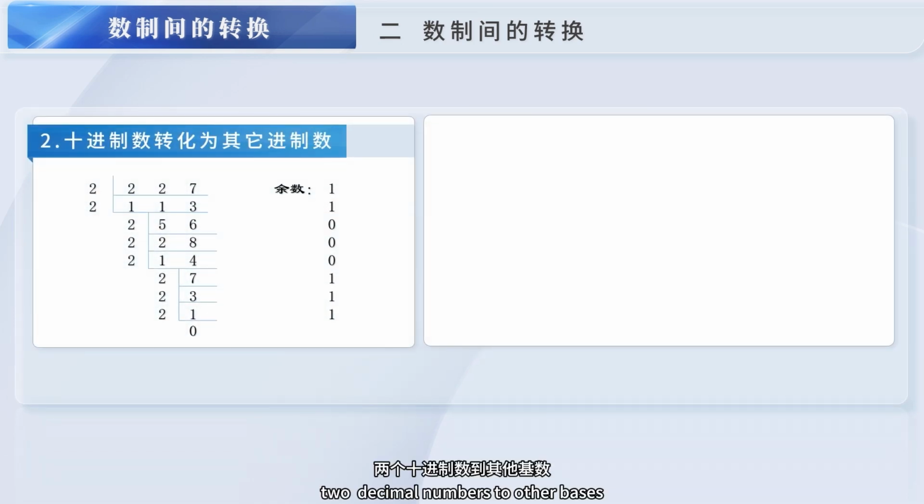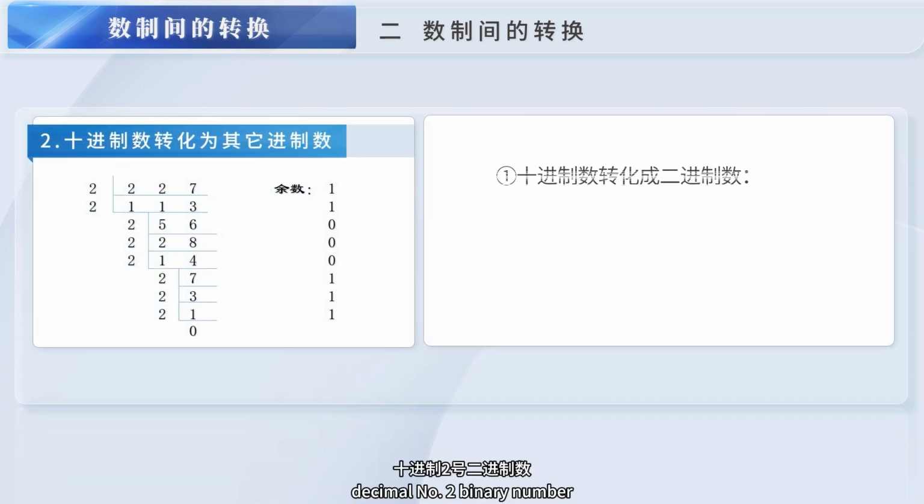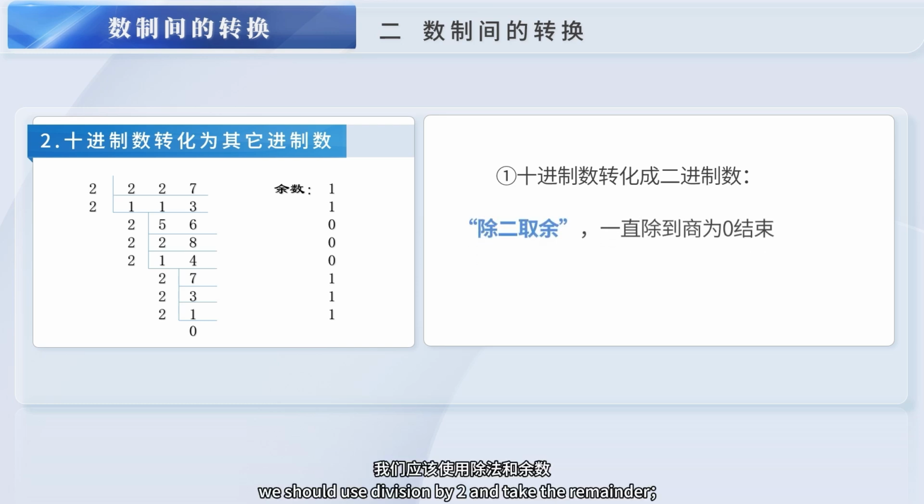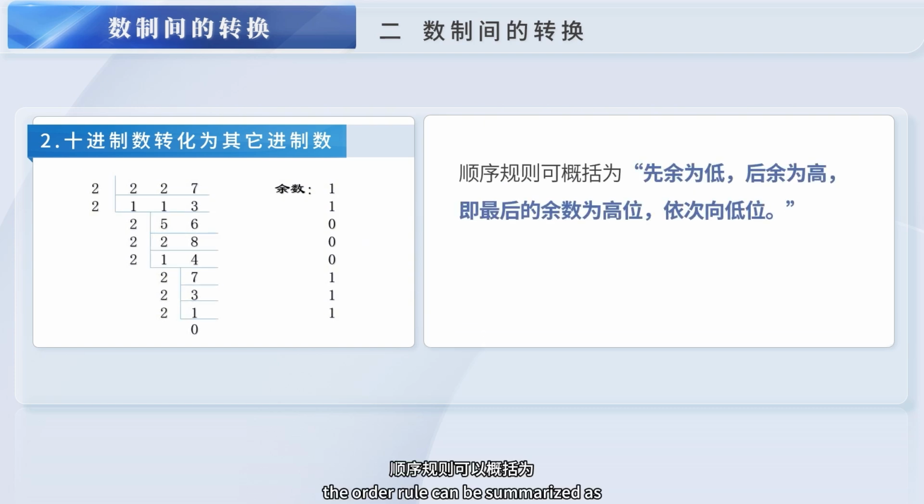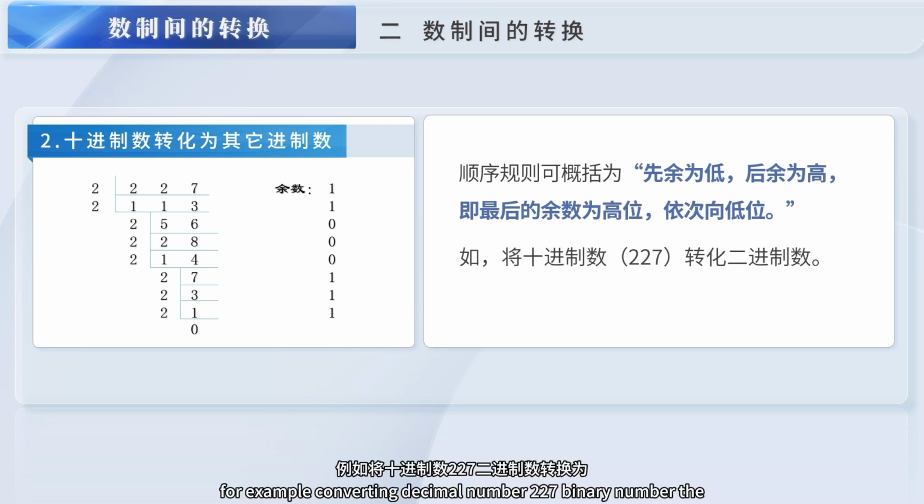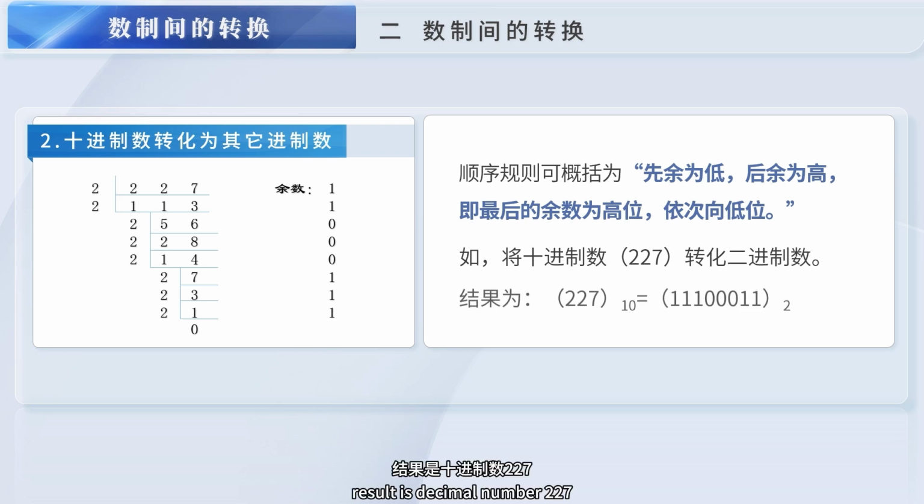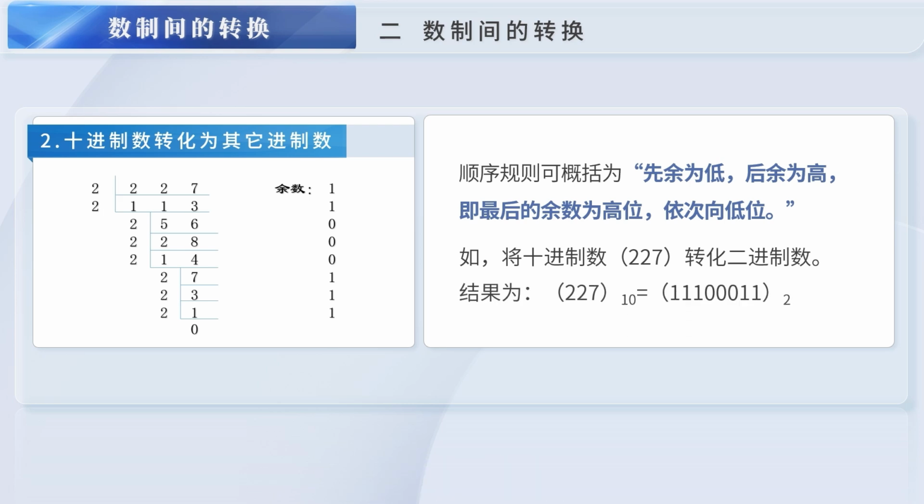2. Decimal numbers to other bases. 1. Decimal number to binary number. When converting decimal numbers to binary numbers, we use division by 2 and take the remainder until the quotient is 0. The order rule can be summarized as, the first remainder is low, and the latter remainder is high, that is, the last remainder is the high bit, proceeding sequentially to the lower positions. For example, converting decimal number 227 to binary number, the result is decimal number 227 is equal to binary number 11100011.